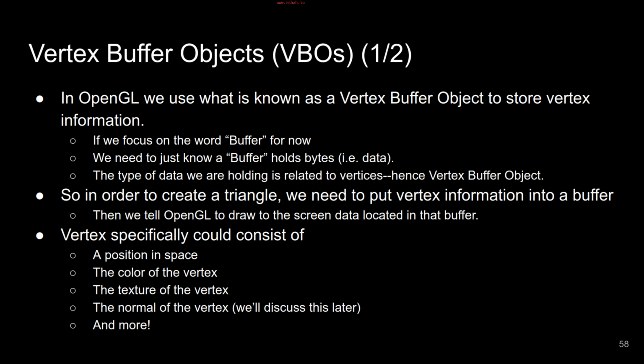Okay, so we're going to send that information into a vertex buffer object. So a vertex buffer object is something in OpenGL that we can use to store and pack information into. Okay, again, when you hear the word buffer, just think about bytes. That's all we're really doing here. We're just storing a bunch of data somewhere. Okay, so in order to create our triangle, we need to put vertex information into some buffer, and then we tell OpenGL, hey, this is what we want to draw on the screen. It comes from this buffer, and then we communicate with OpenGL that the information in this buffer is a bunch of positions of x and y. We might add color later, or texture, or normals, or whatever other information that we want.